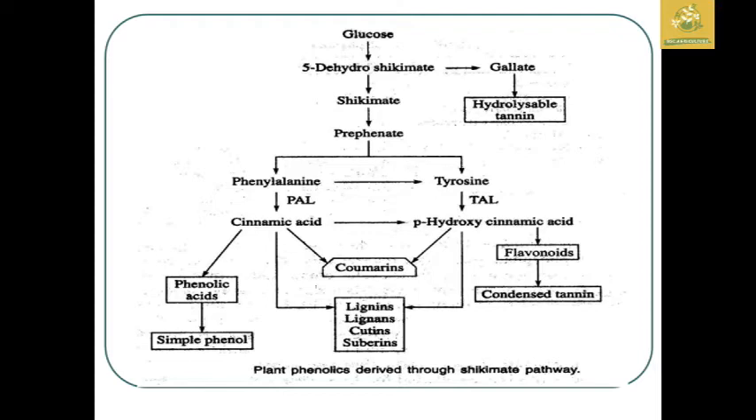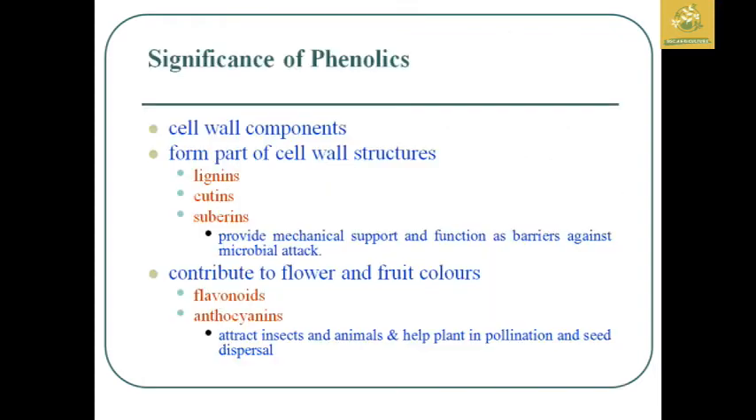Based on the classification, once it goes to phenylalanine and forms cinnamic acid, it goes for the transformation of simple phenols, or else it goes to tyrosine and p-hydroxycinnamic acid, which gives flavonoids as well as condensed tannins, or else they form lignins, cutin, and suberin in the plant compounds. That is how the Shikimate pathway occurs.